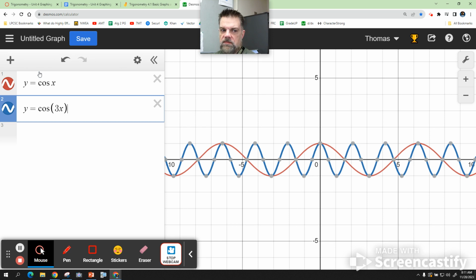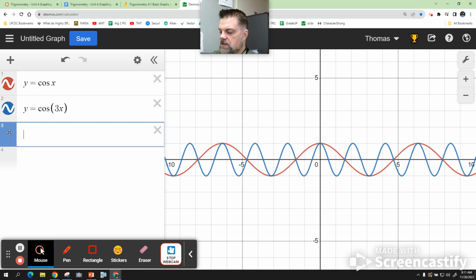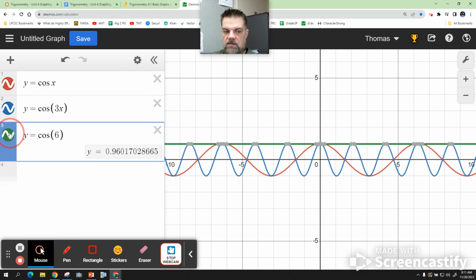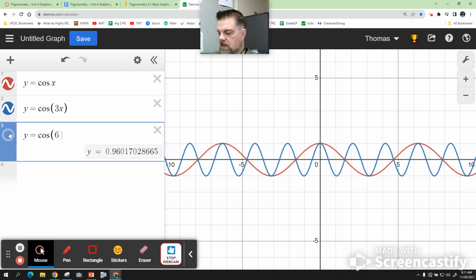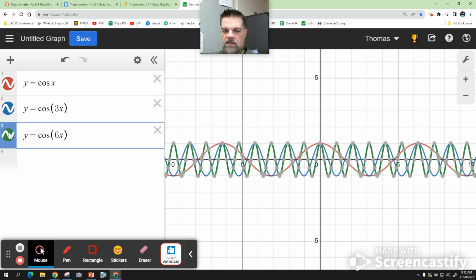Okay. That's different. Then the next one we're going to do is y equals cosine of, in parentheses, 6x. Whoops. The x goes in the parentheses. And let's put, whoa, that's way different.